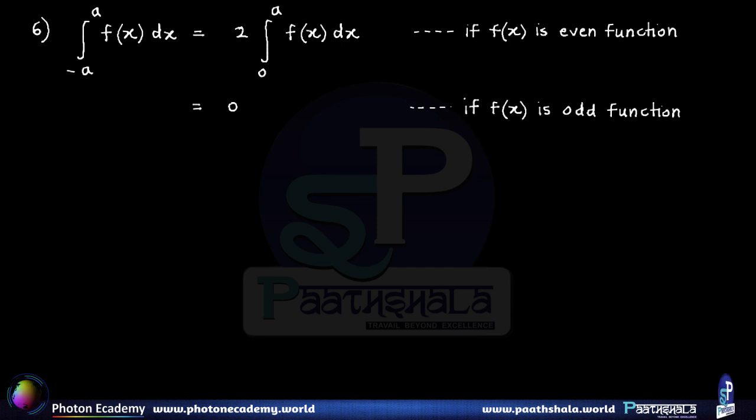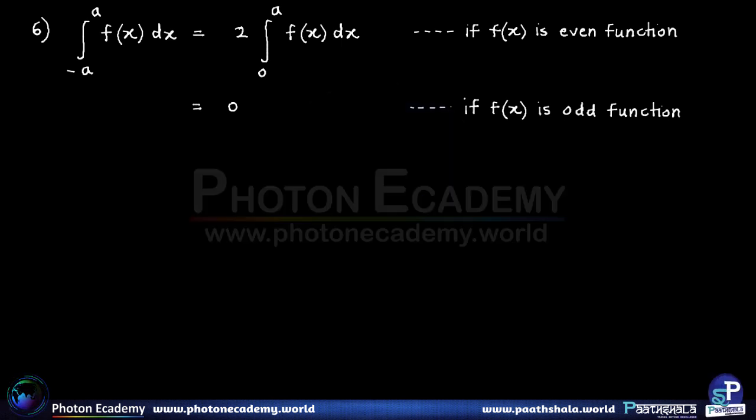It says that the integral of the form where the limits are from minus a to a. So this is what we should remember. The limits are the negatives of each other, so that is from minus a to a f of x dx is given by either of the two values as shown here.